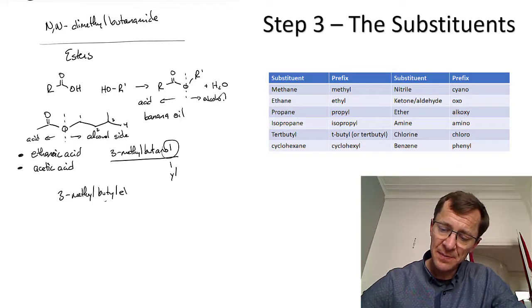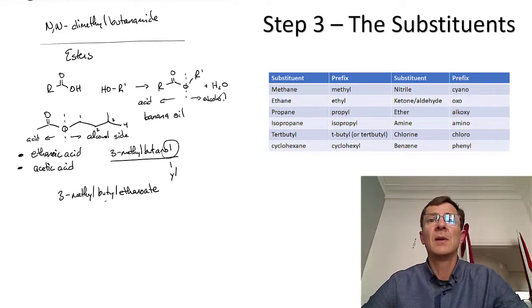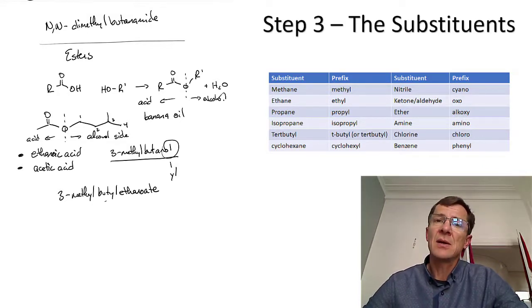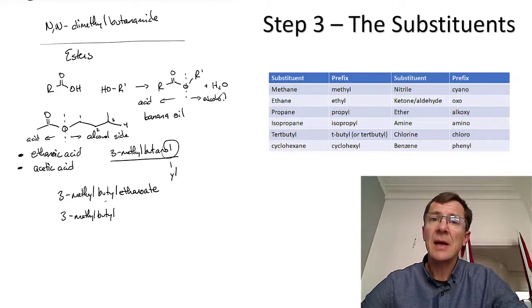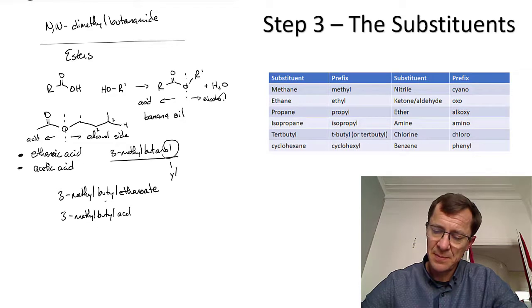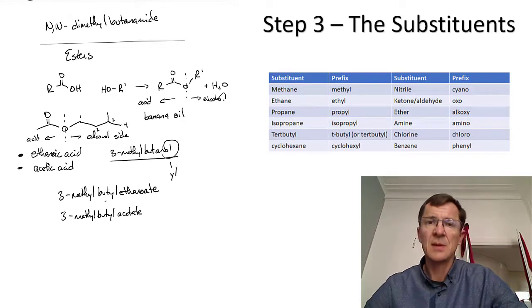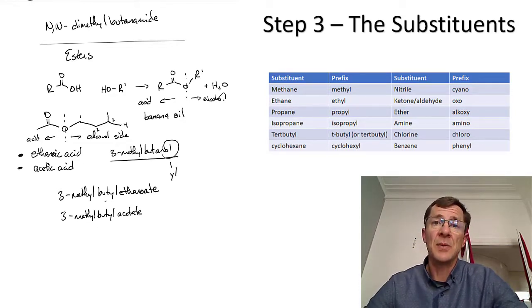Ethanoate. That is the strict IUPAC name for this. Since we tend to call it almost always acetic acid, you can also replace this with 3-methylbutyl acetate, which is a much more common way of naming it. Both of these are correct.